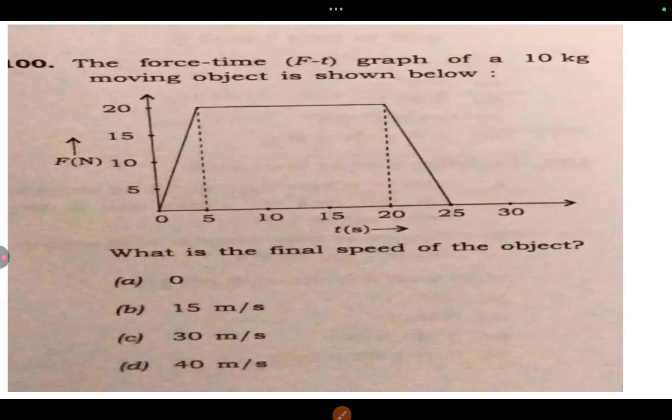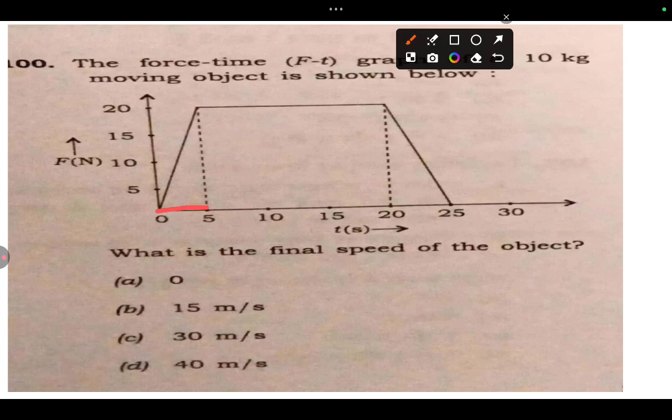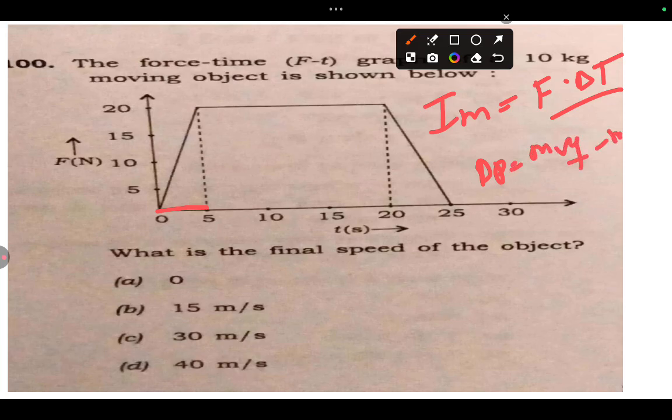So coming to the last question, 101. Here the question is given the areas. First of all, let us consider the area from here to this triangle. First of all, you have to consider the trapezium. The area under the force-time graph is equal to impulse. So that means delta P equals mv final minus mv initial.